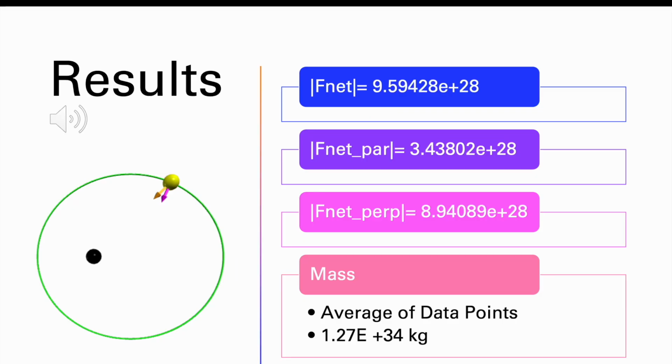What we concluded was that the net force was 9.59 times e to the 28. The parallel force is 3.43 times e to the 28. The perpendicular force is 8.94 times e to the 28. And the mass, which is the average of all the data points required, was 1.27 times e to the 34.